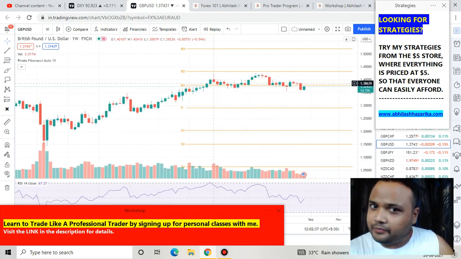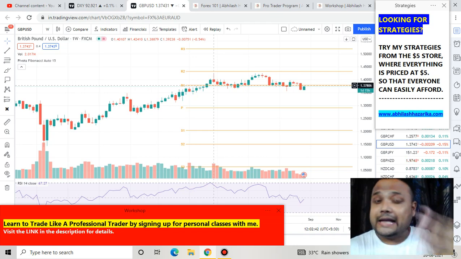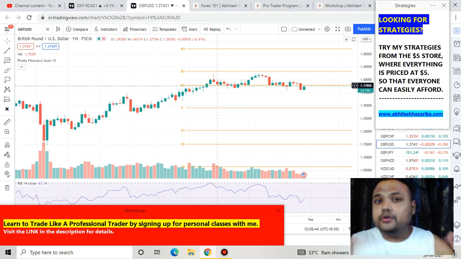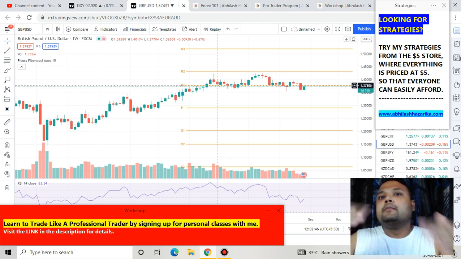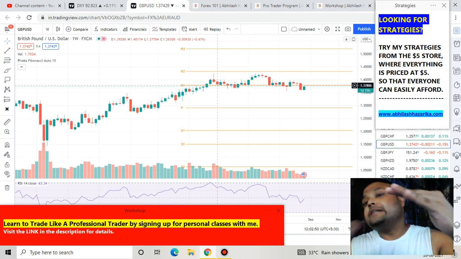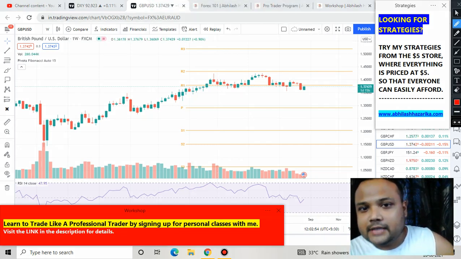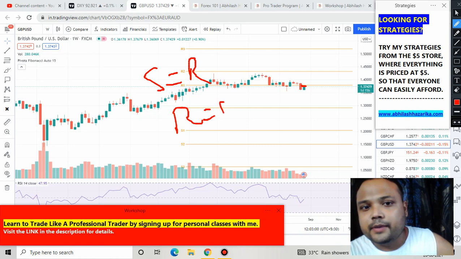that this level was acting as a support for the market. And as we all know, whenever the market goes down, the previous support becomes the resistance, and you can see that the same level is acting as a resistance for the market. Support becomes resistance and resistance becomes support.